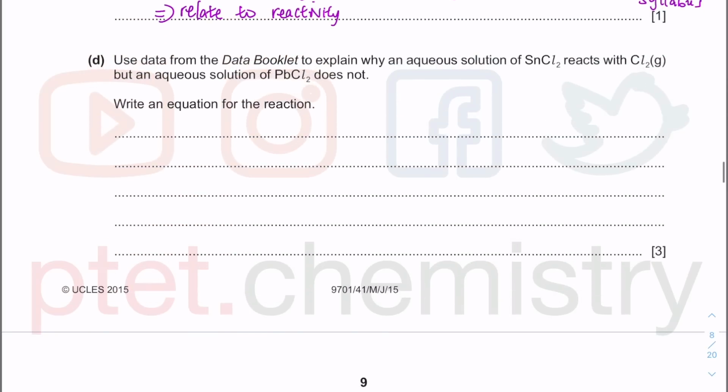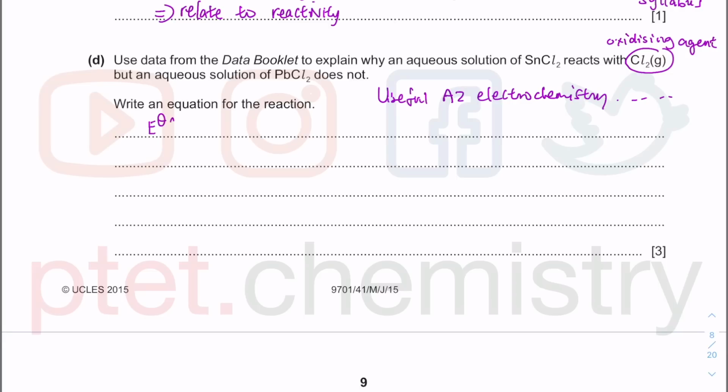As for this chemistry, this is actually quite a useful A2 electrochemistry question. We need to know that Cl2 is an oxidizing agent, straight from your AS chemistry of halogens. If we look at the E0 value from the data booklet, Cl2 plus 2 electrons gives plus 1.36 volt.